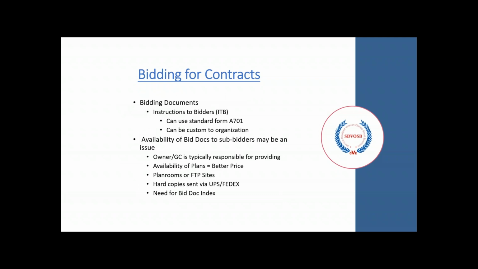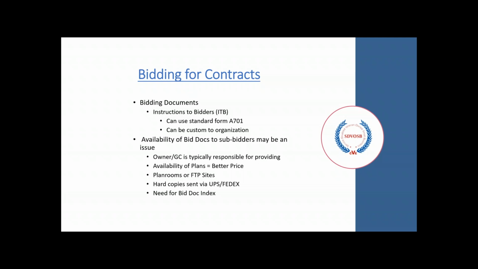The documents often include the instructions to bidders, also known as the ITB. Usually you'll see a standard form of the A701 for this, but it can also be customized for various organizations. Instructions to bidders give the bidders information on how to turn in their bid documents and what those bid documents will look like. It gives them the rules and regulations for bidding on this new project.